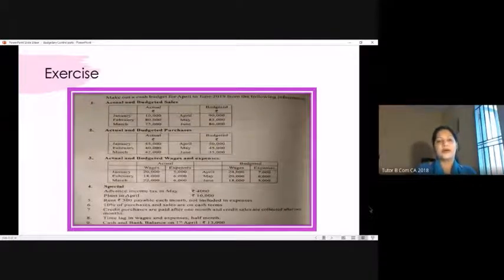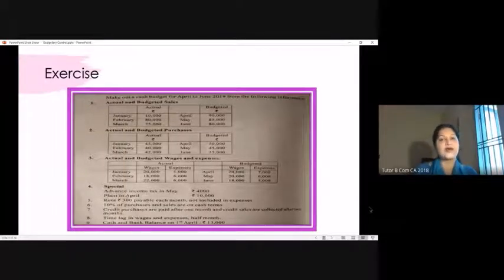Yeah. So we'll just try to look at how we can solve this exercise. In the question, you can see that the actual and the budgeted sales from the month January to June is given, the same as the case they have given for purchases, wages, and expenses. Now, as we said in our yesterday's class, what is more important for us is to be very careful when we are doing the adjustments, like special information being given to us when we are preparing the budget.